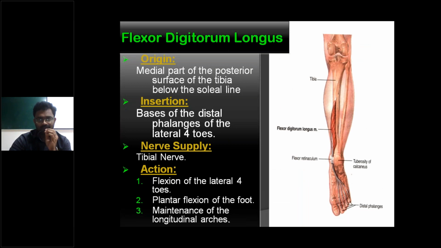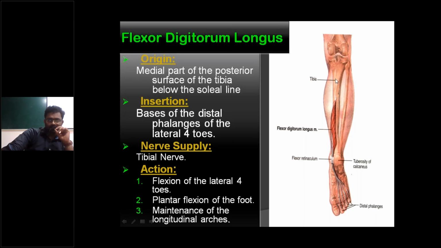What is the origin of flexor digitorum longus? In this diagram, the leg bones are seen from the posterior view, tibia and fibula, and these are the foot bones. Digitorum means it divides into 4 tendons. The origin is the medial part of the posterior surface of the tibia below the soleal line. So this is the posterior surface of the tibia.